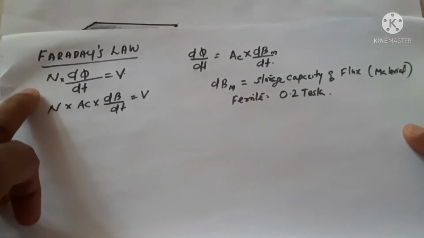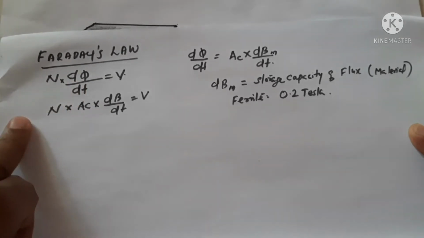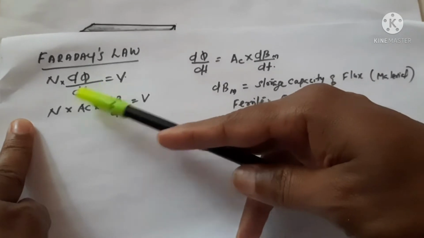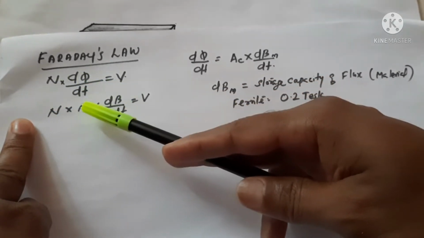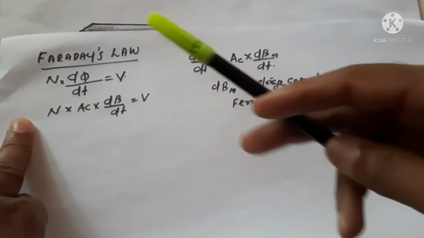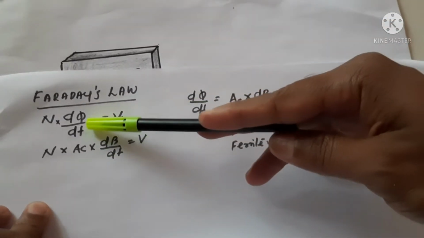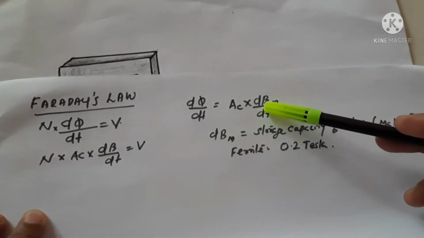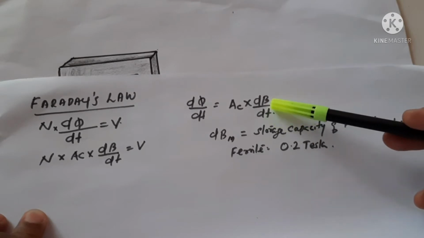As per Faraday's equation, voltage is equal to N into dφ/dt. If we expand this equation, we can expand the dφ/dt as Ac into dB/dt, where Ac is the area of the core. This is the area of the core. Now we have expanded dφ/dt as Ac into dBm/dt, that means the maximum flux density by dt.